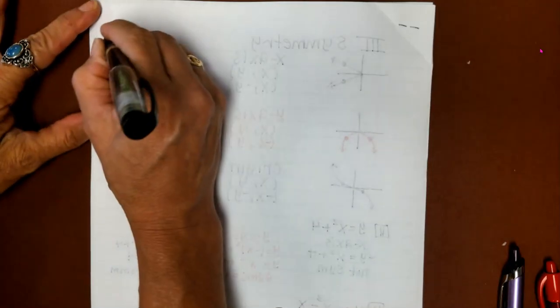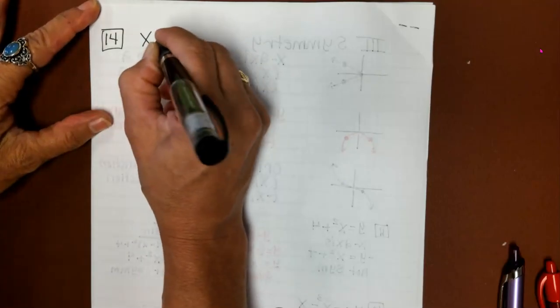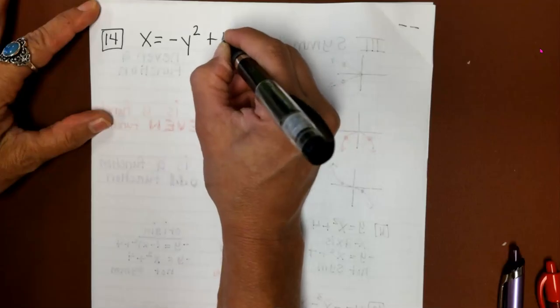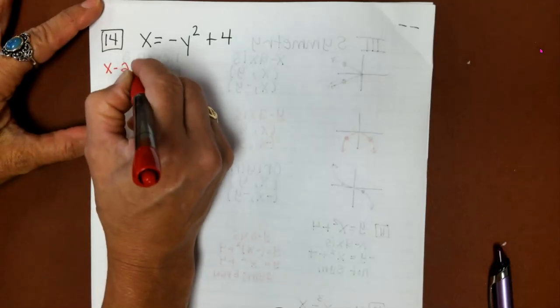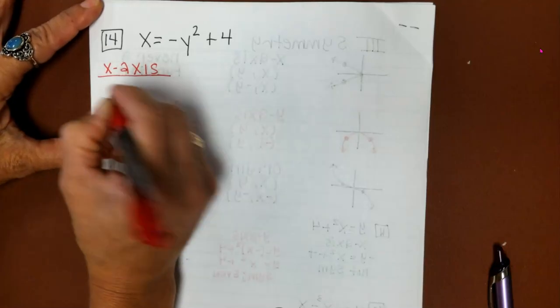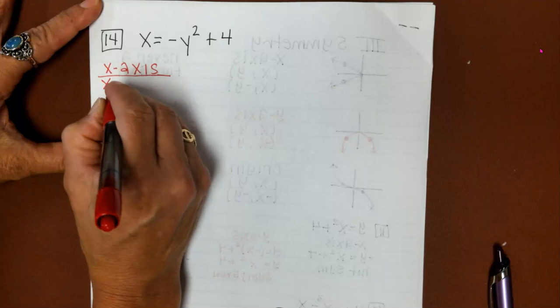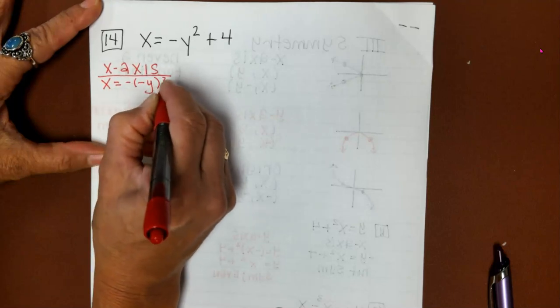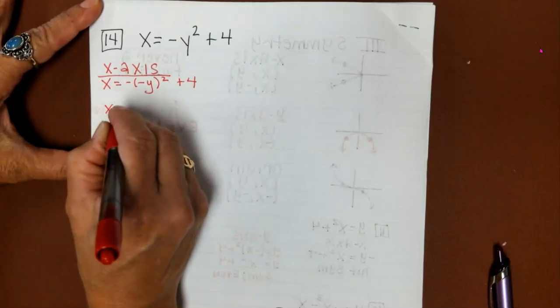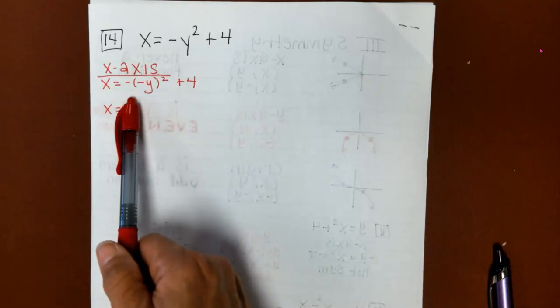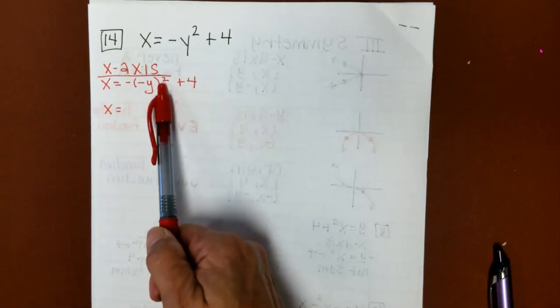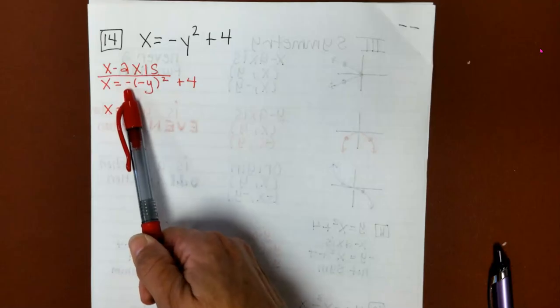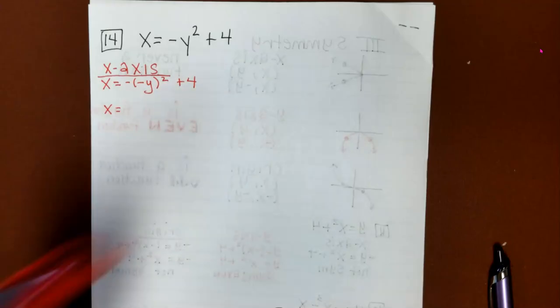All right, so 14, x equals negative y squared plus 4. All right, my 3 tests. So just going to replace the y with a negative y. Look at that term with all these negatives. Is this going to be a positive or a negative term? In there, a negative times a negative is a positive. But look, what does it end up being? It ends up being negative.